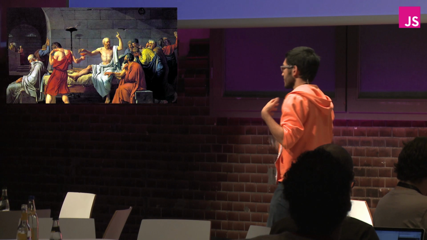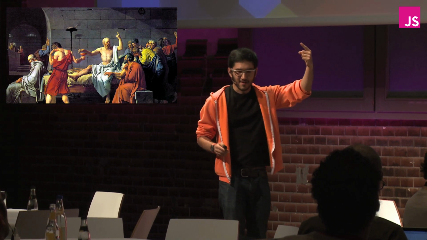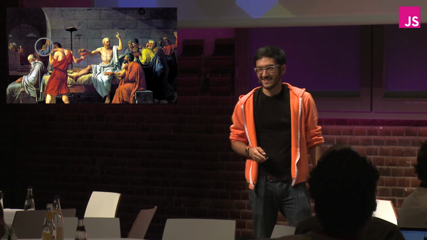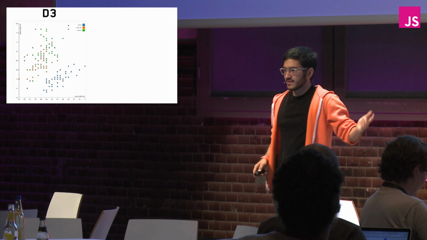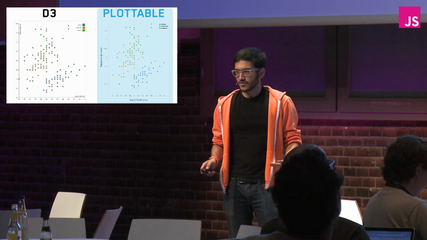Now, I could talk for a little while about the philosophy of the library and kind of like Socrates pontificate while you look away, fall asleep, or bang your head in disgust. But instead, we'll just jump to some examples. So here's our old friend, the D3 scatter chart. And here's our new friend, the Plottable scatter plot. And we'll just compare the two.